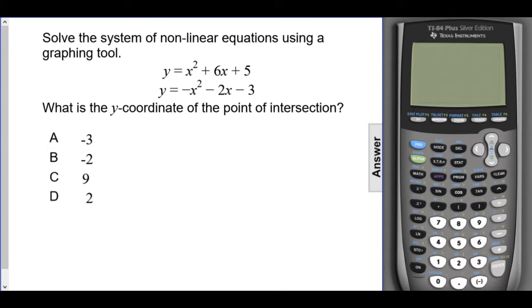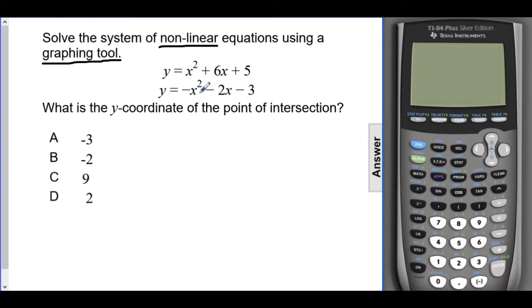Solve the system of nonlinear equations using a graphing tool. What is the y-coordinate of the point of intersection? So when it says to solve the system using a graphing tool, you want to think of things like the graphing calculator or online resources like Desmos. And since these equations are nonlinear, it's very important to know how to use them since we don't know how to graph these by hand.